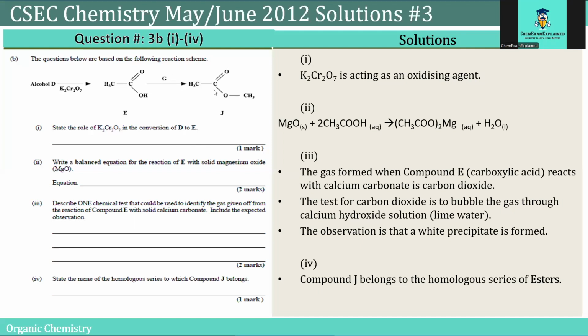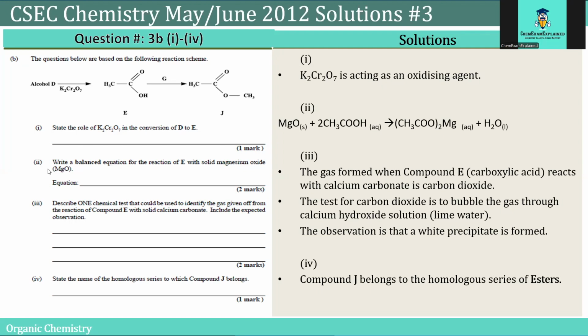3B. The questions below are based on the following reaction scheme. So if you examine the scheme, you'll see that we have alcohol D, we have an oxidizing agent, potassium dichromate, we have a carboxylic acid, and we have an ester. So B, part 1, state the role of the potassium dichromate in the conversion of D to E. So we're converting alcohol to carboxylic acid. So the answer for that is that the potassium dichromate is acting as an oxidizing agent.